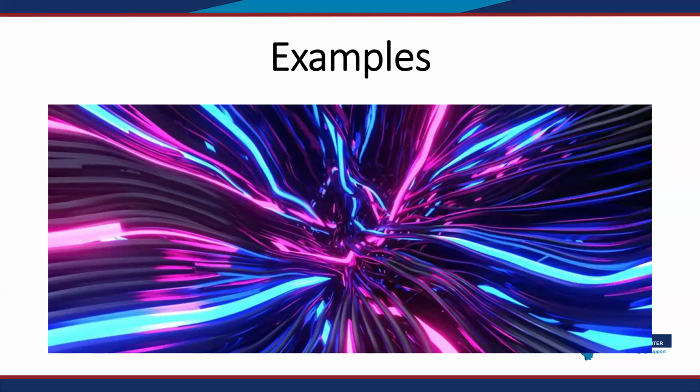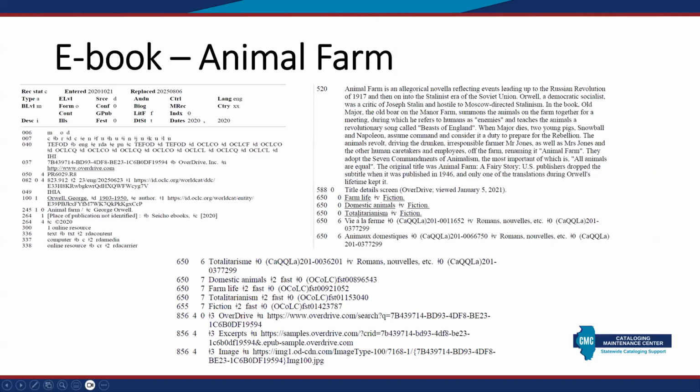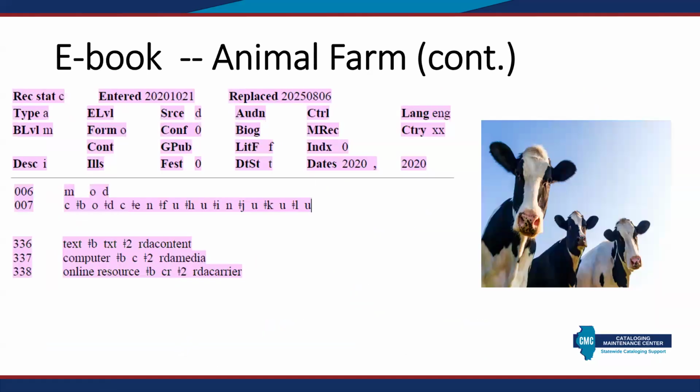And let's start with an ebook. All right, now this is the whole bibliographic record for the ebook version of George Orwell's Animal Farm. Up here, it's a big old ugly mess, but don't worry, we're not going to cover all of this. Let's look at our electronic resource specific fields and subfields for Mr. Orwell's Animal Farm.